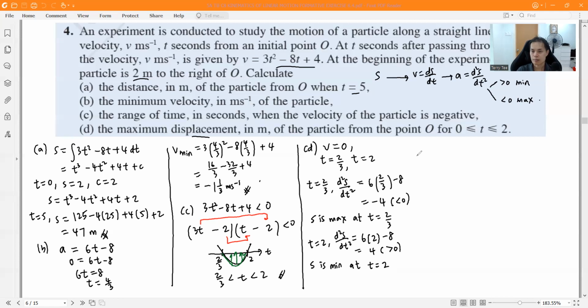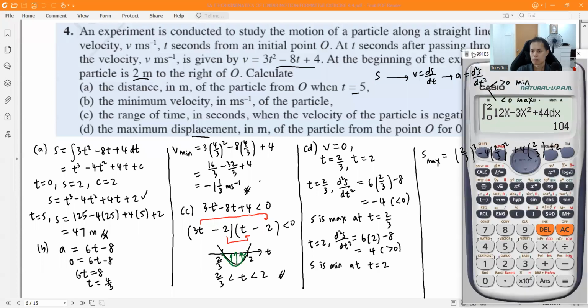So since I'm finding maximum displacement, I know I have to take t equals 2/3. Now take t equals 2/3, sub inside your displacement function. So that will give us the maximum displacement, all right, which is what? Put 2/3 cubed minus 4 times 2/3 squared plus 4 times 2/3, and plus 2, your c is 2 here. Okay, well, we can use a calculator. It'll make our life easier.